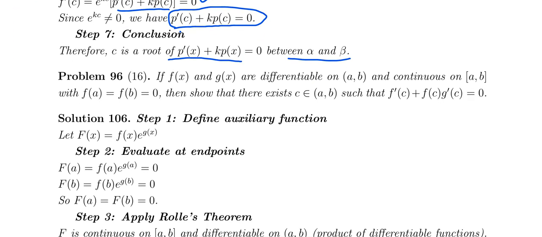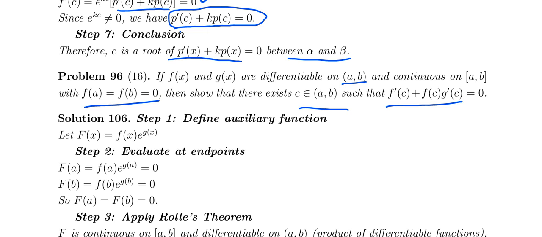Similarly, f of x, g of x are differentiable on the open interval a comma b and continuous on the closed interval a comma b, f of a, f of b equal to 0. There exists some point c in the open interval a comma b such that f dash of c plus f of c into g dash of c equal to 0.